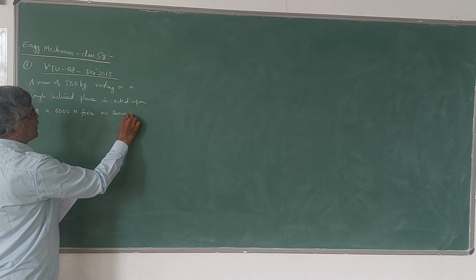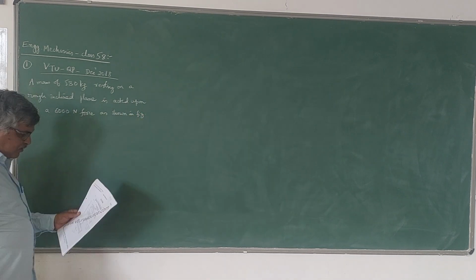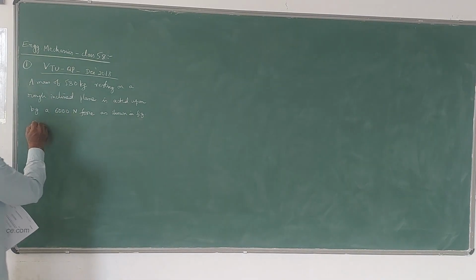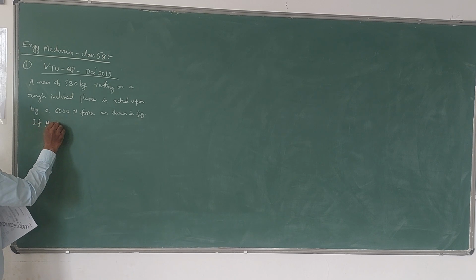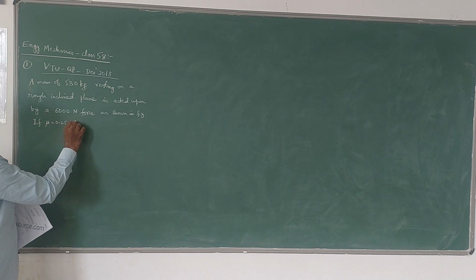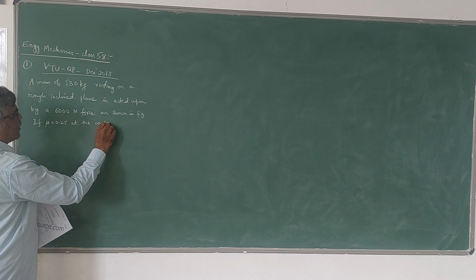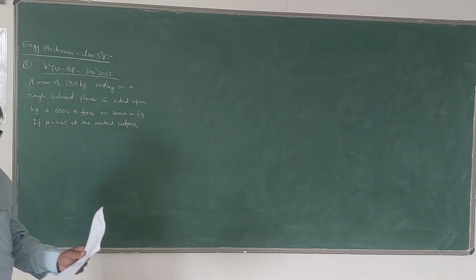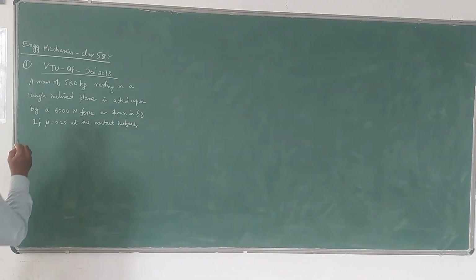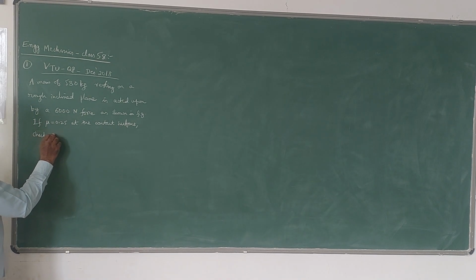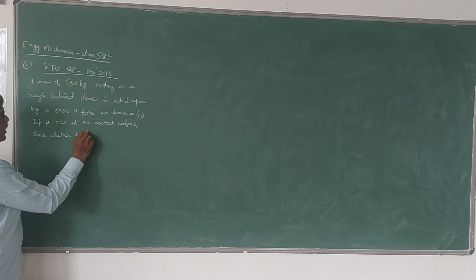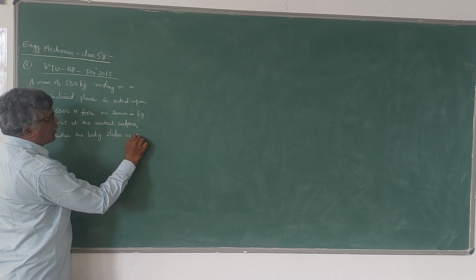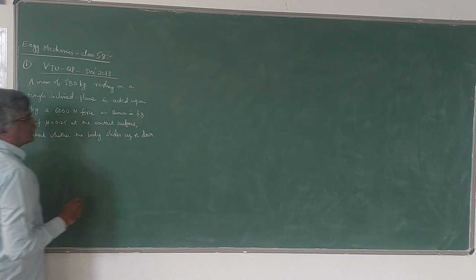So the figure is given here. If the coefficient of friction is 0.25, that means if mu is equal to 0.25 at the contact surface, check whether the body slides up or down. So this is the question.